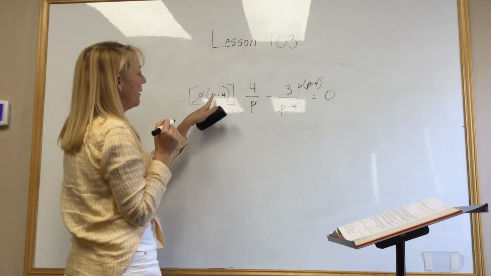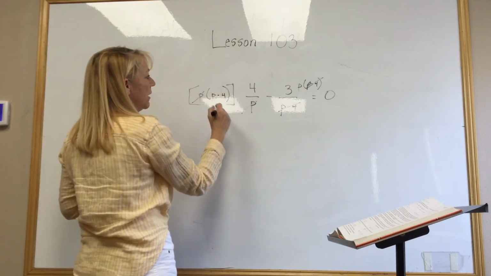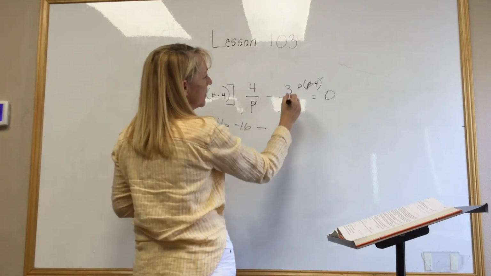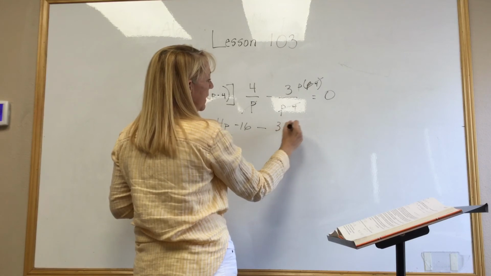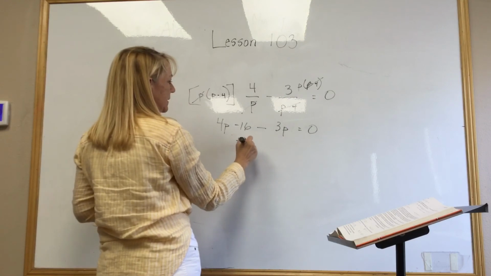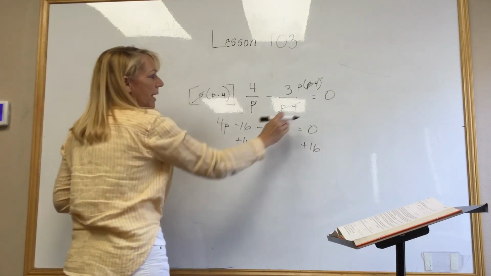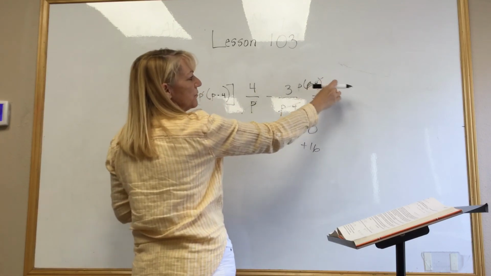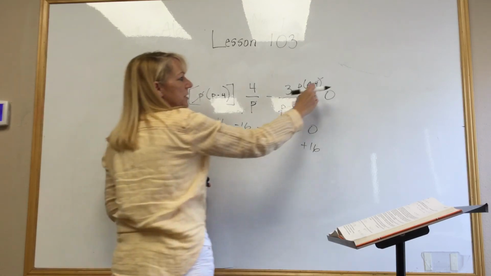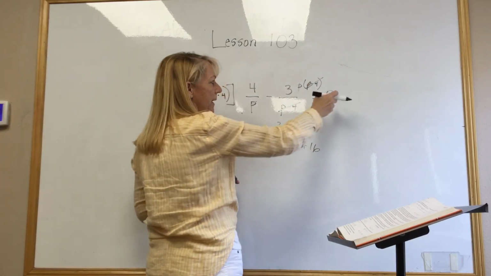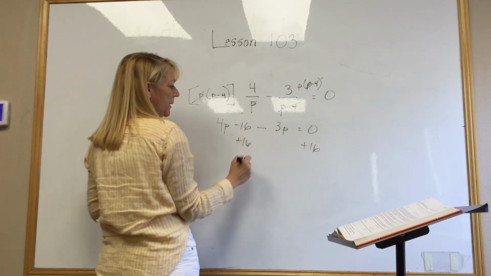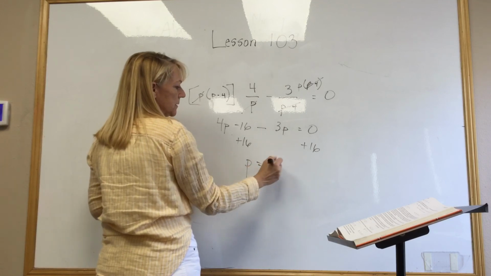I'm going to rewrite my problem. So now I have p minus 4 times 4. So that would be 4p minus 16 minus 3p equals 0. I'm going to solve for p. So I'm going to add 16 to both sides. Remember, I didn't do the p minus 4 on this one because I already know anything times 0 is 0. So that's just a step I could have shown, but I know in my head it's going to be 0, so I didn't do it. But now I'm doing my algebra, and I'm going to say 4p minus 3p is 1p, so p equals 16.